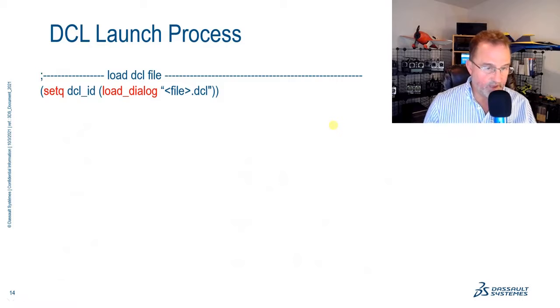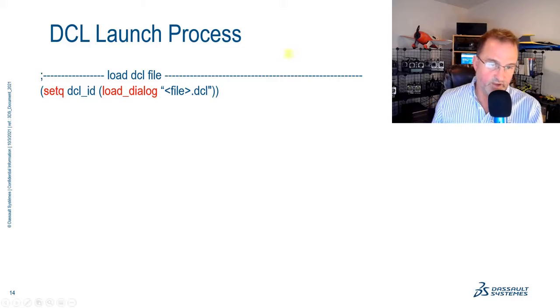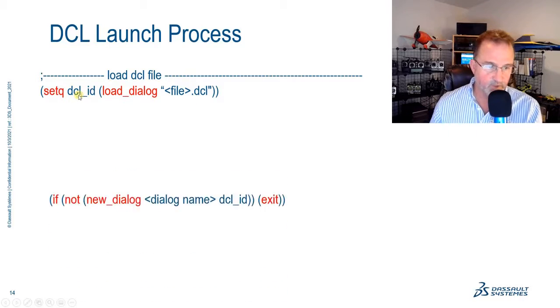Okay, so now that we have our dialog DCL file created, how do we launch that file, or how do we launch that interface inside of our Lisp routine? So now I'm switching back into Lisp mode, and the format that we're going to use is we're going to set a variable to the function called load dialog. So we're going to use load dialog, the name of our DCL file, and we're going to set this to what we call a DCL ID.